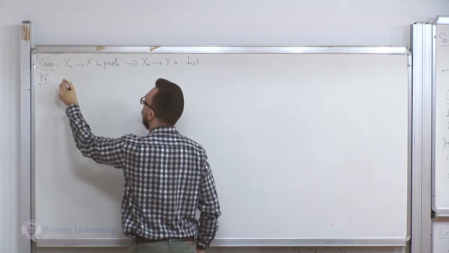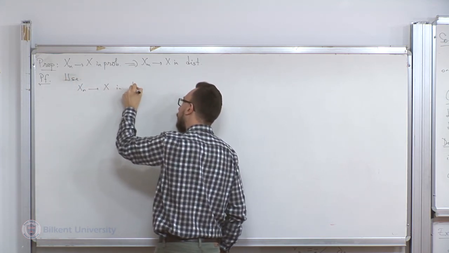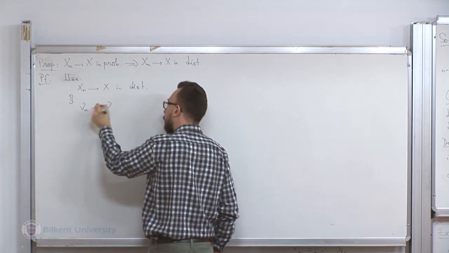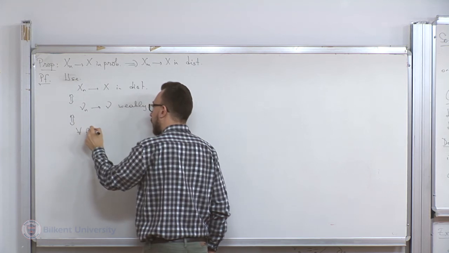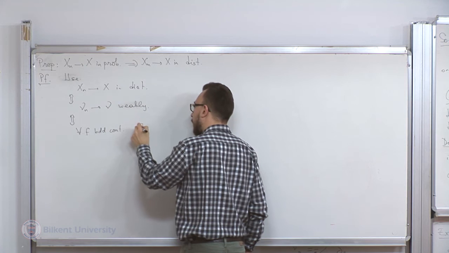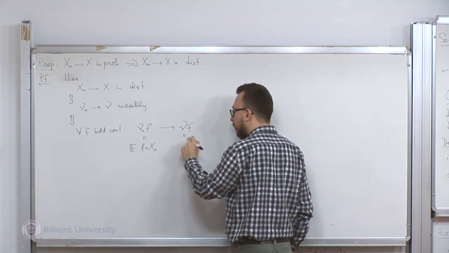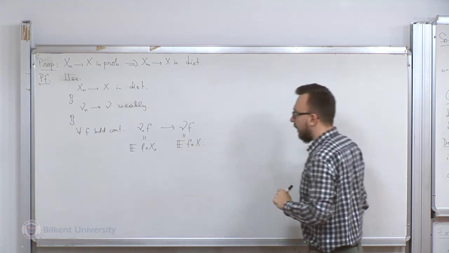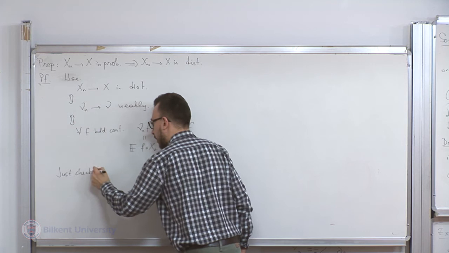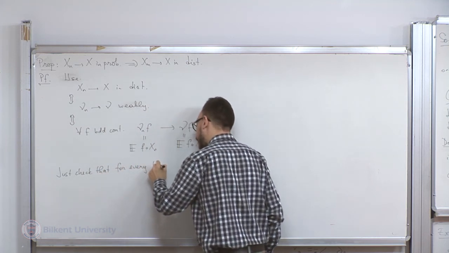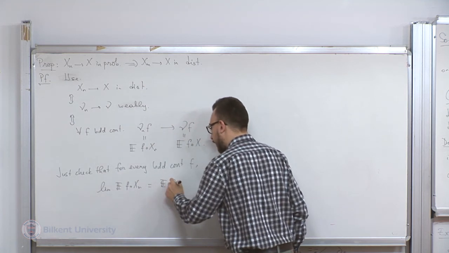So check, or use the fact that Xn goes to X in distribution if and only if the corresponding distributions converge weakly. And what does that mean? Take any bounded continuous function f, then nu_n f converges to nu f. But what is nu_n f? It is just the expected value of f of Xn. And what is nu f? It is just the expected value of f of X. So just check that for every bounded continuous f, the limit of the expected value of f of Xn is the expected value of f of X.